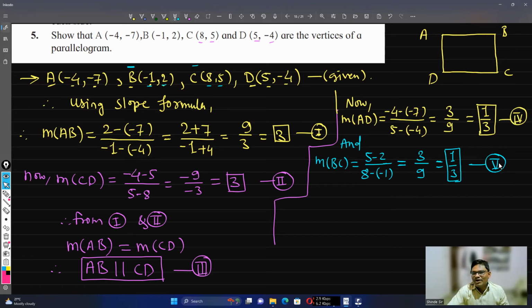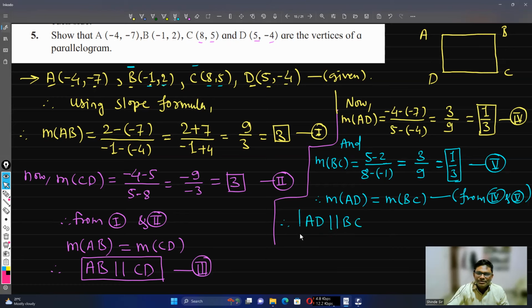Now from statement number 4 and 5, we can write the slope of AD is equal to slope of BC. Therefore, slope of AD is equal to slope of BC from statement number 4 and 5. Since the slopes of these two distinct lines are equal, therefore these two lines must be parallel. Therefore, AD is parallel to BC. This will be our statement number 6.